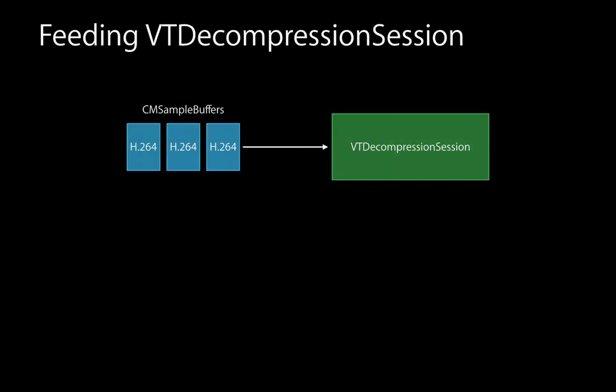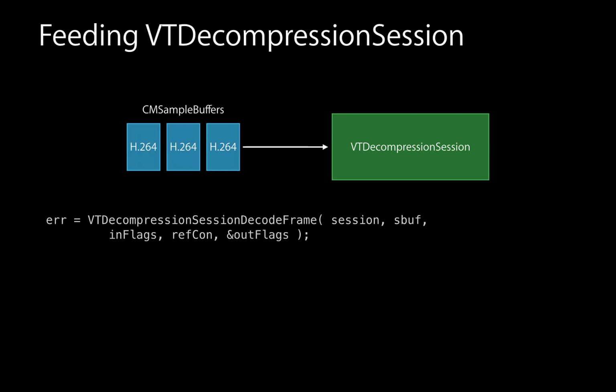All right, let's talk about providing frames to your VT decompression session. To do that, you call VTDecompressionSessionDecodeFrame. Just like AV sample buffer display layer, you need to provide these as CM sample buffers. And you need to provide these frames in decode order.